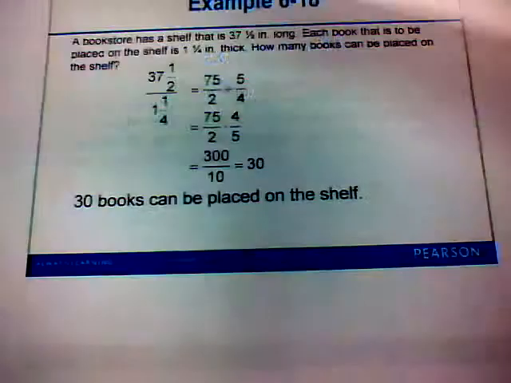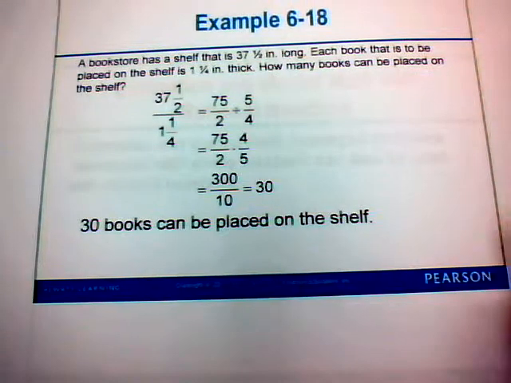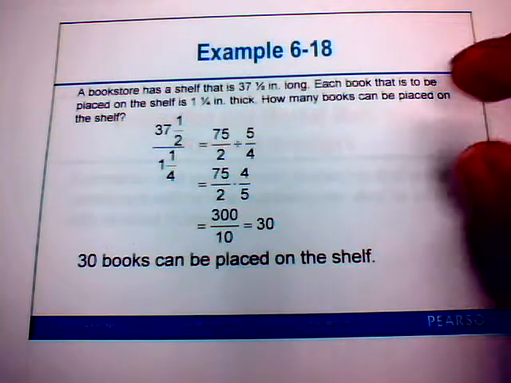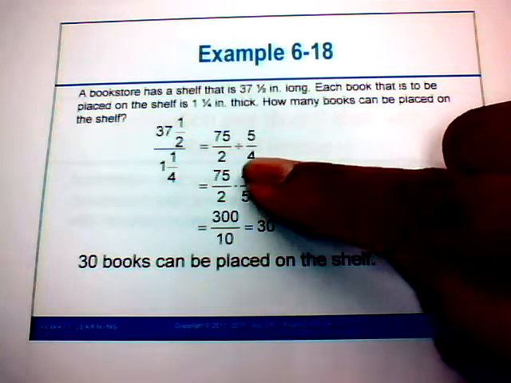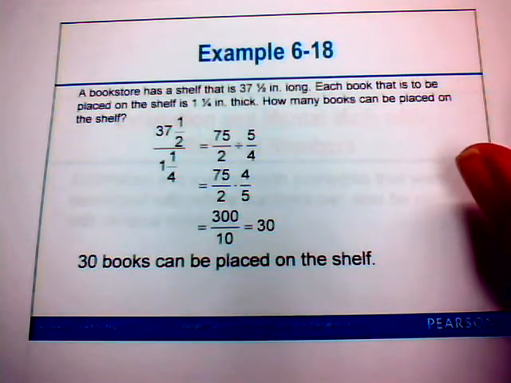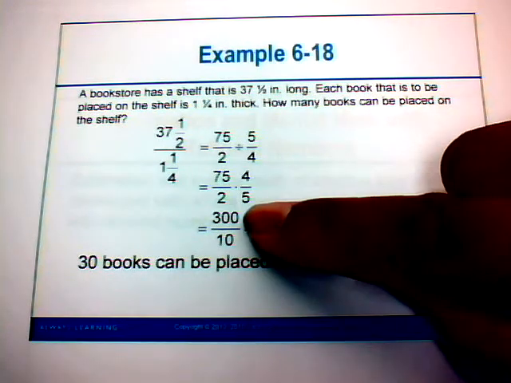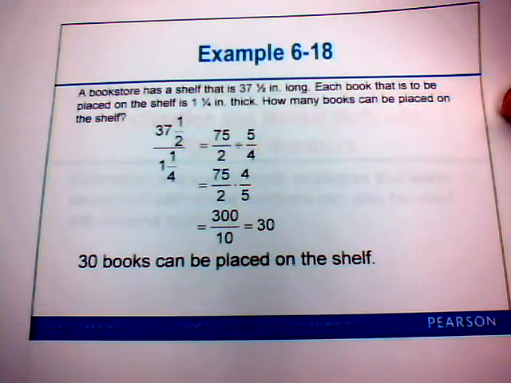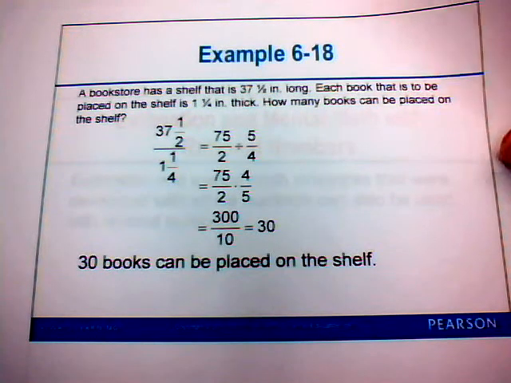And here's how that problem is worked out. They converted 37.5 to 75 halves, and 1 1/4 was converted to 5/4. And then the next step is to invert 5 over 4 to 4/5 and multiply it by 75 over 2. Now here they just did numerator times numerator. That's 75 times 4, which is 300, over 2 times 5, which is 10. So you have 300 over 10, which is 30. So to answer this question, 30 books can be placed on that shelf.